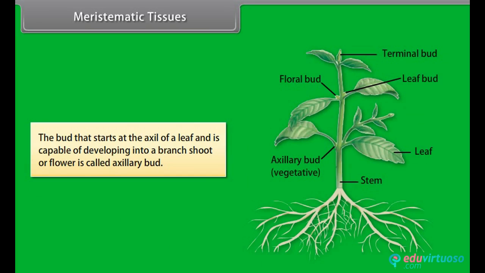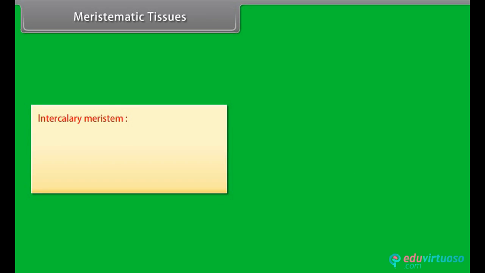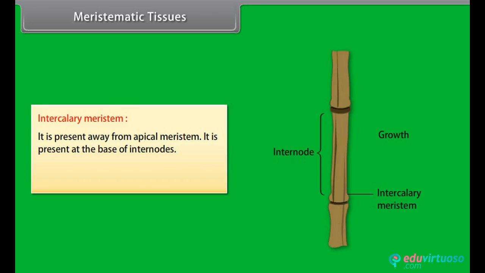The bud that starts at the axil of a leaf and is capable of developing into a branch, shoot or flower is called axillary bud. Meristematic tissues. Intercalary meristem is present away from apical meristem. It is present at the base of internodes, for example, in grasses and wheat, or at the base of a leaf.